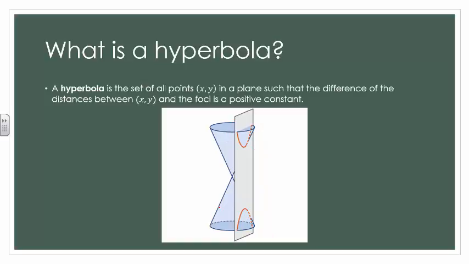Another definition we can use is that a hyperbola is the set of all points (x, y) in a plane such that the difference of the distances between (x, y) and the foci is a positive constant.